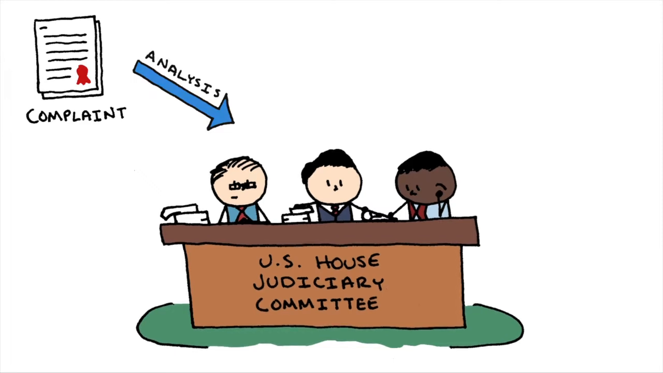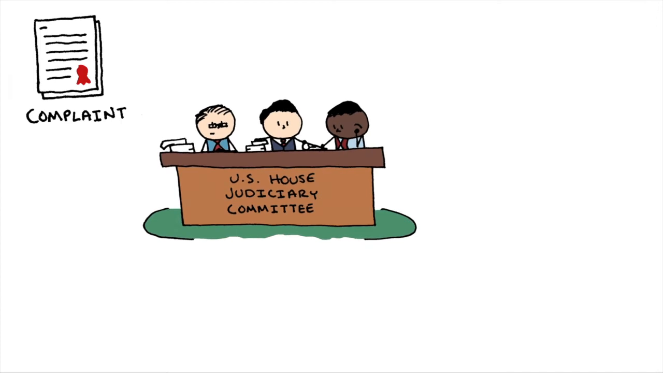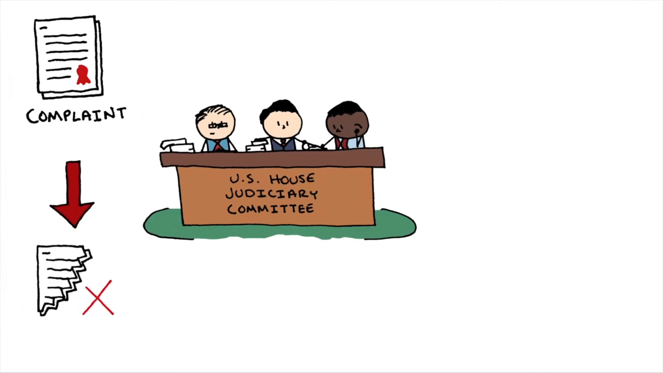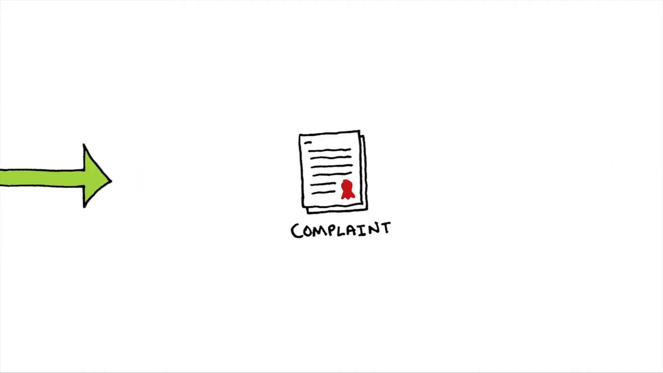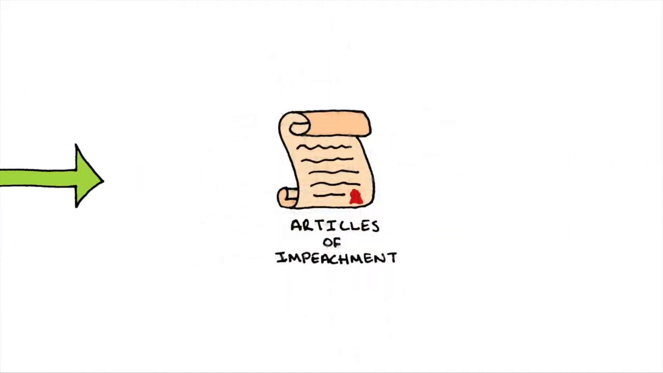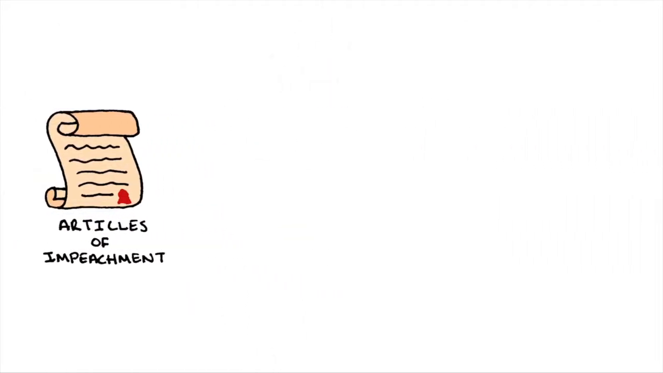If a majority of the Judiciary Committee thinks that the complaint has no merit, they toss it and the process is over. However, if 51% of the committee agrees, then the committee writes more and turns the complaint into the Articles of Impeachment. These articles are then sent to the U.S. House.